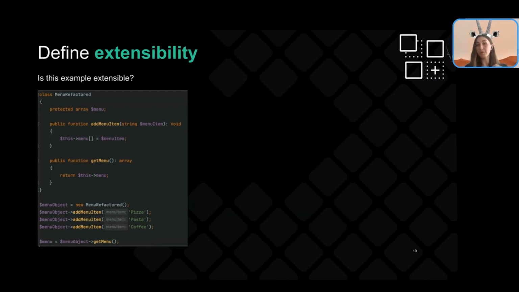So for example, we had some kind of refactoring in our system, and we slightly refactored our menu class. Now we have the protected array menu. We have a public function which we can use to add menu items to our menu, and then we have another function to get the menu. Then we're creating an object with menu refactored. We're adding menu items pizza, pasta, coffee, and then we're getting the menu. We do not care where exactly we do this right now. Front end does not matter right now. Then let's add the new menu item here.